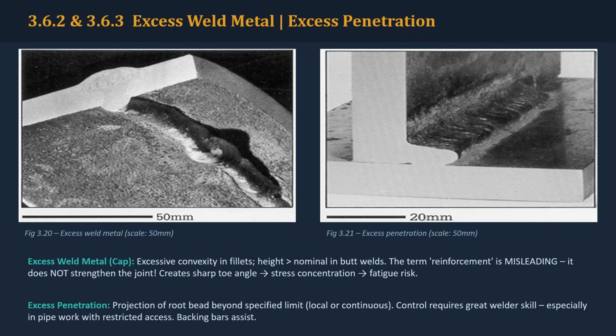The second condition is excess penetration. This occurs when the root bead projects beyond the specified profile. Maintaining a controlled root bead is particularly challenging in pipe welding where the reverse side may be inaccessible. The weld profile depends on several factors, including root gap, root face, heat input and welder manipulation. The inspector should compare the actual profile with the specified dimensional limits. Do not make an accept or reject decision based simply on whether the weld looks strong. A professional inspector evaluates geometry against the applicable requirement.